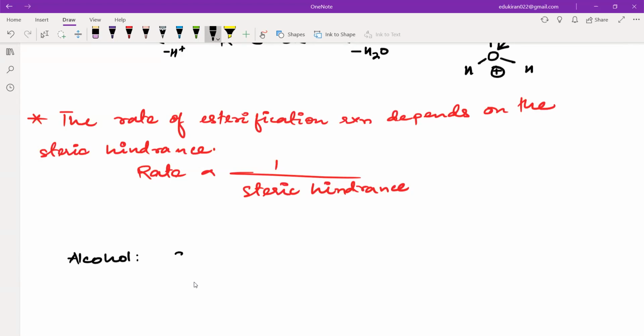if I am going to compare alcohols, then 3-degree alcohol will be the slowest, followed by 2-degree alcohol, followed by 1-degree alcohol, and then followed by methyl alcohol, that is methanol. This is what? This is 0-degree alcohol.